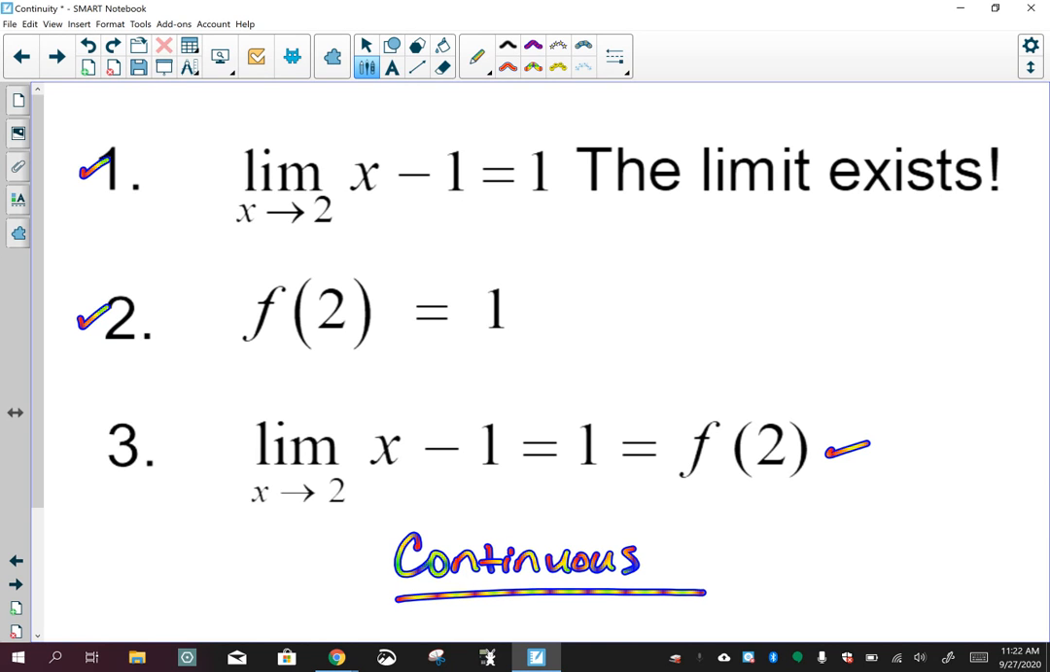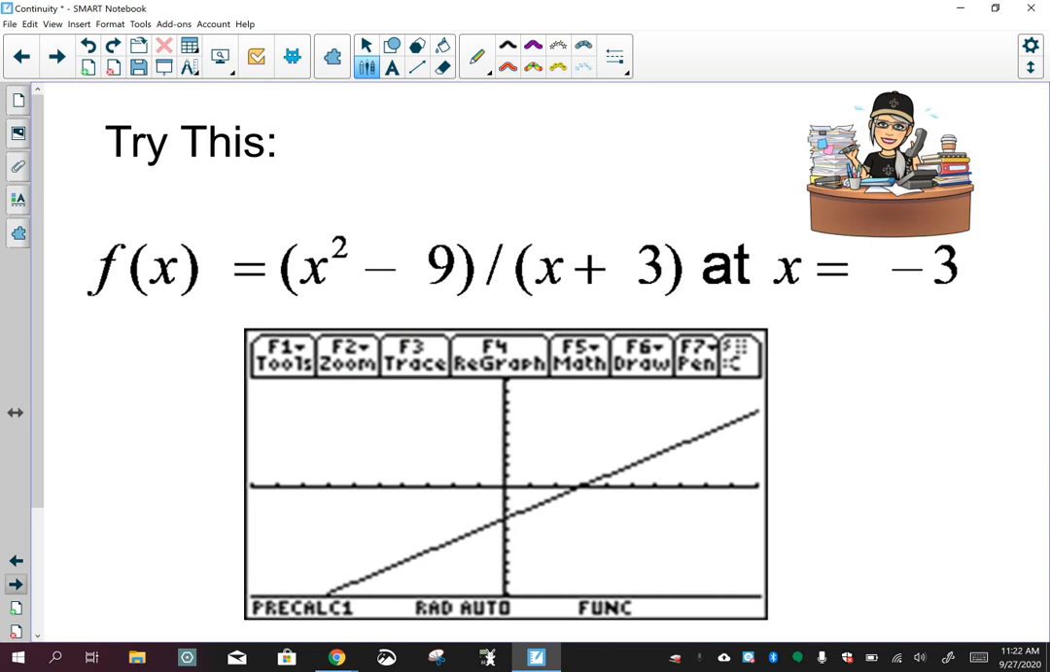Okay. This is called your continuity test. You always need to check to make sure that you are continuous at that specific point. Let's try it again. So if I've got this piece here and I am graphing this, and I want to know, all right, am I continuous at this point?